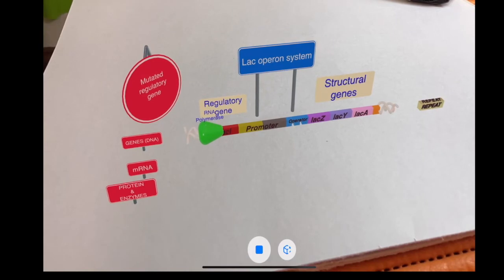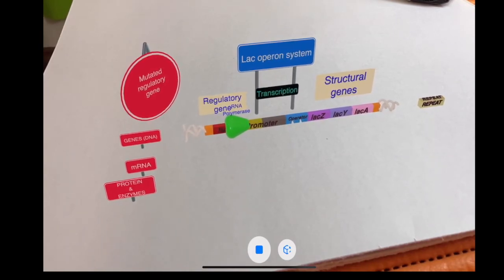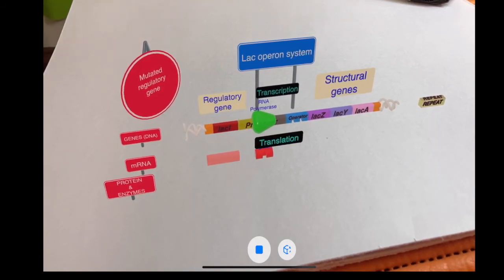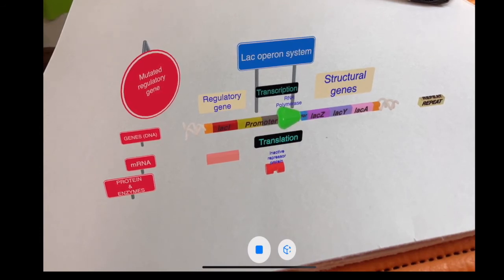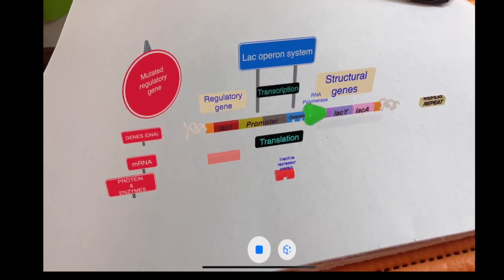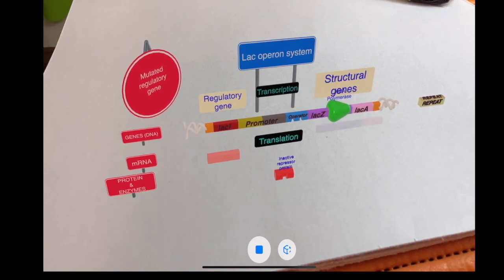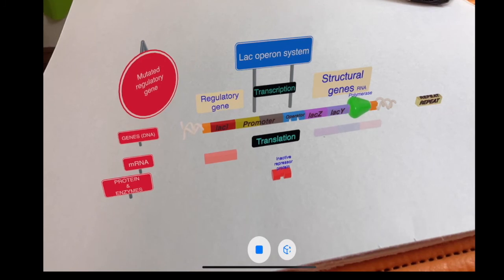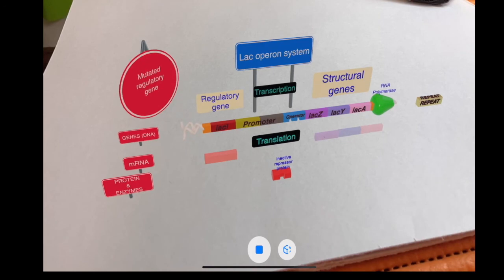If the regulatory gene lacI becomes mutated, it will be transcribed into mRNA, then translated into an inactive repressor protein. Inactive repressor protein cannot bind to the operator. RNA polymerase can bind to the promoter and transcribe the structural genes into an mRNA strand. The mRNA strand is then translated to produce enzymes. The lac operon system is switched on.